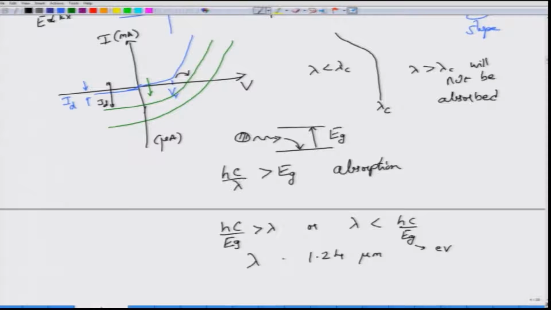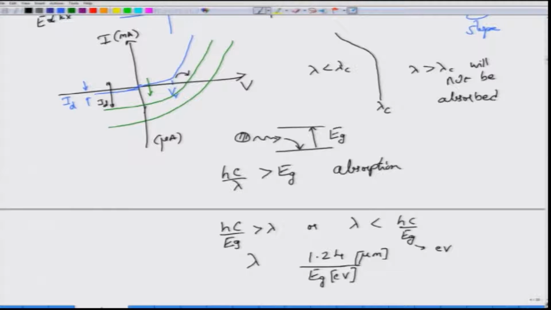We want Hc by lambda to be greater than Eg. So we have obtained this one. Lambda has to be less than 1.24 micron divided by Eg when you express Eg in electron volt. So this is what differentiates between absorption and no absorption. So we now have looked at the PIN junction diode.